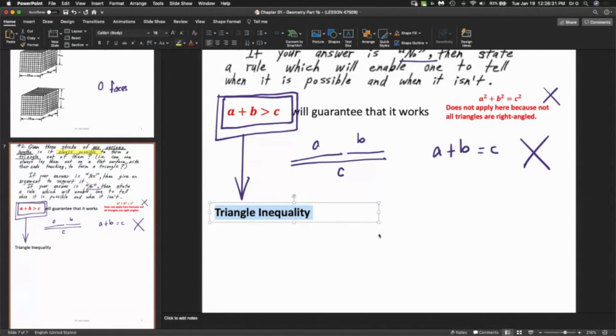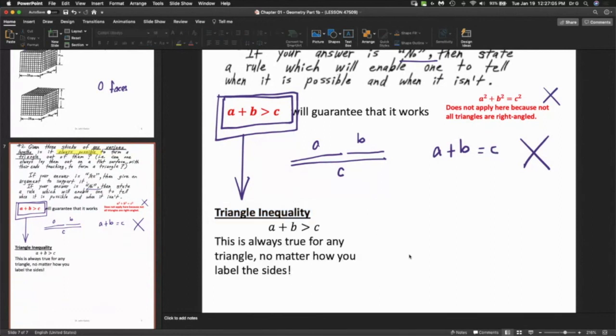And this will guarantee it's always true for any triangle. This is always true. It's always true for any triangle, no matter how you label the sides. Doesn't matter how you label the triangle.